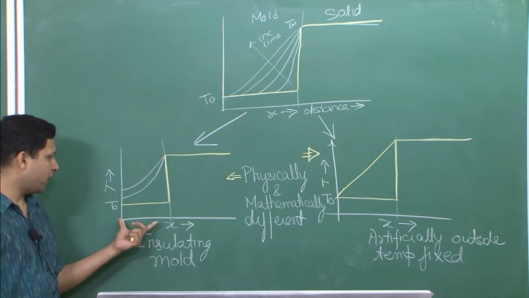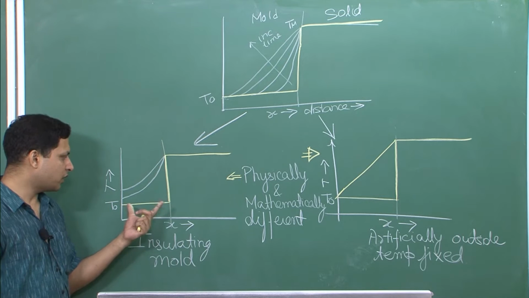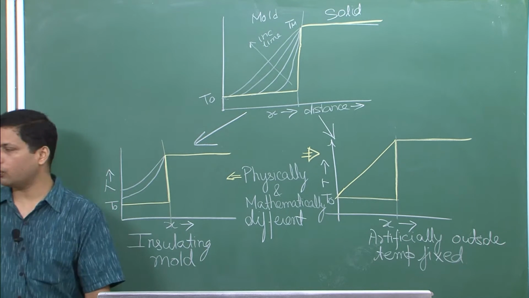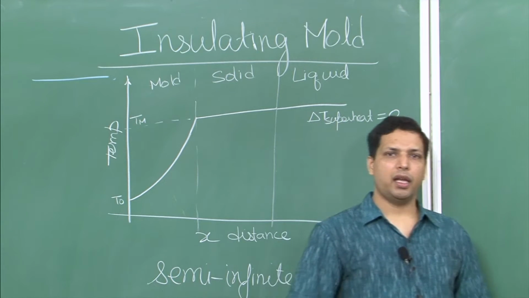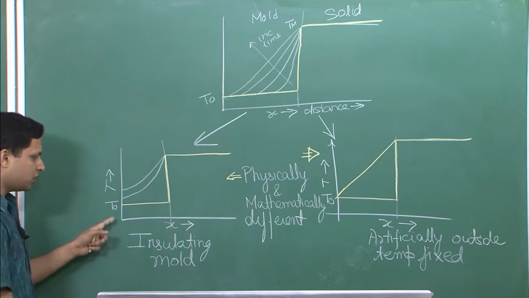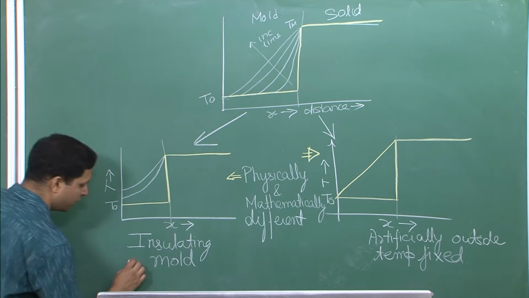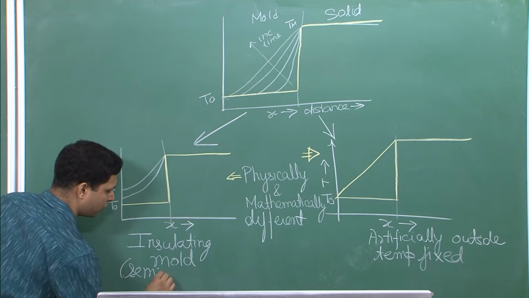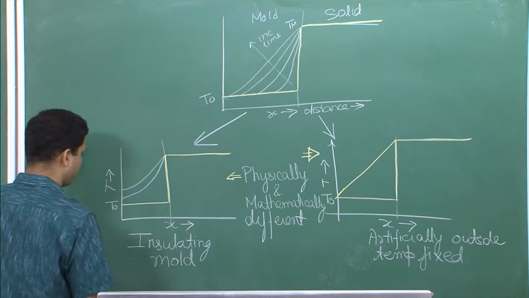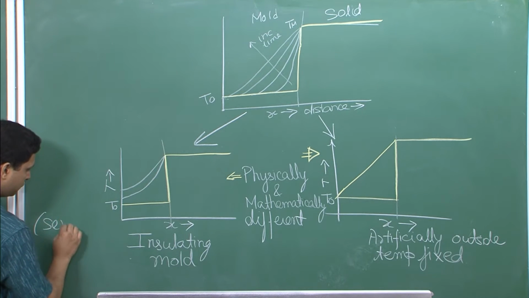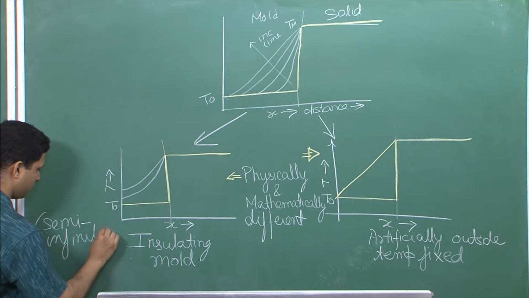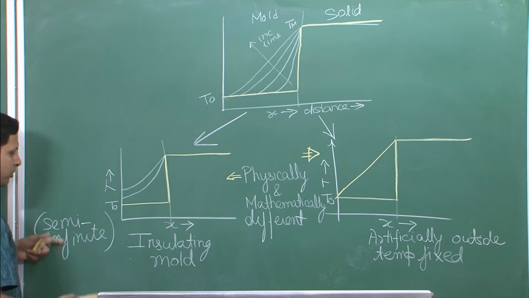But then why are we interested in this, or what is basically happening over here? If it is not fixed at T naught, how were we able to earlier say that it is T naught? It is because of this condition, semi-infinite mold. So this is insulating mold with semi-infinite condition. Okay, let me write it a little over here. So this is semi-infinite insulating mold.